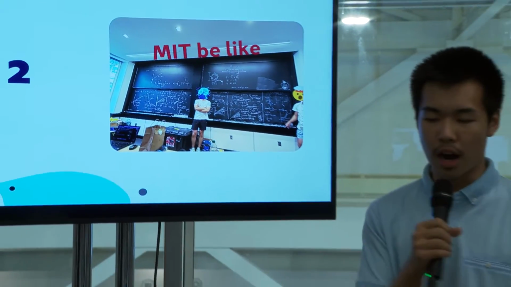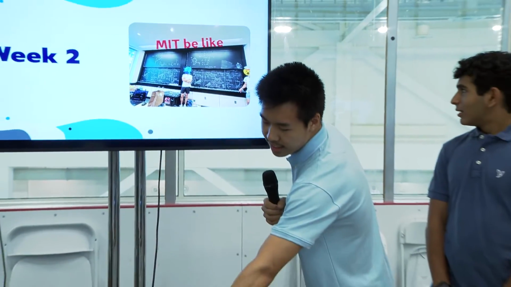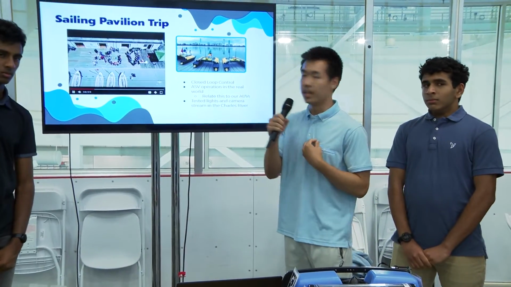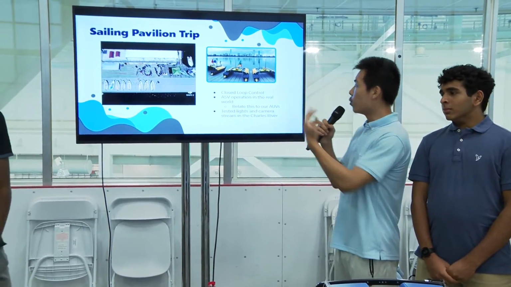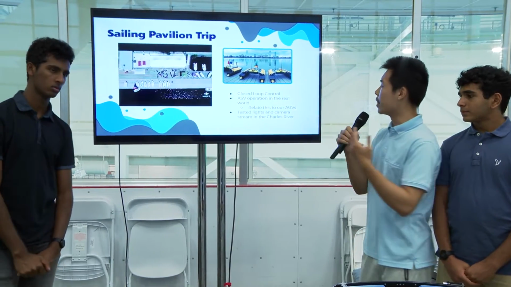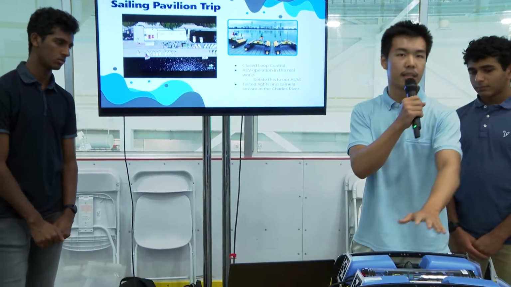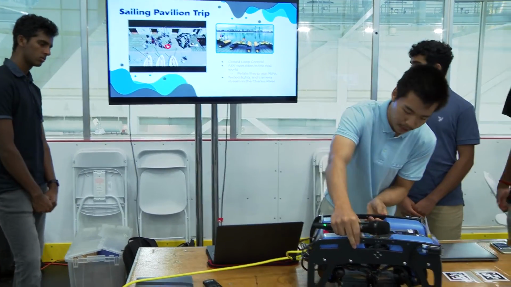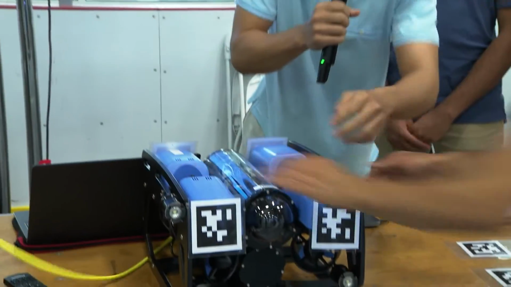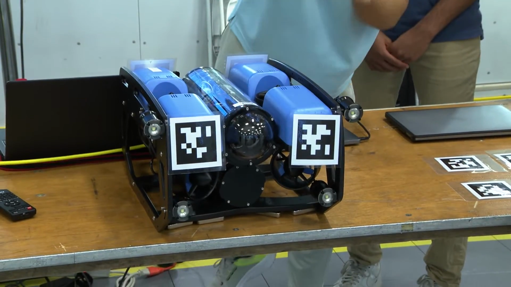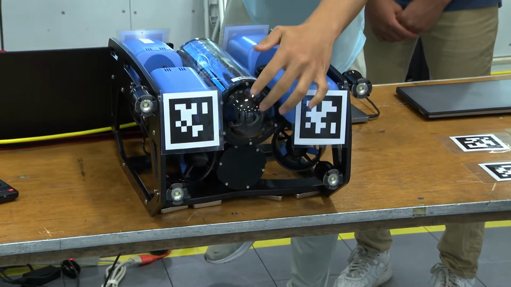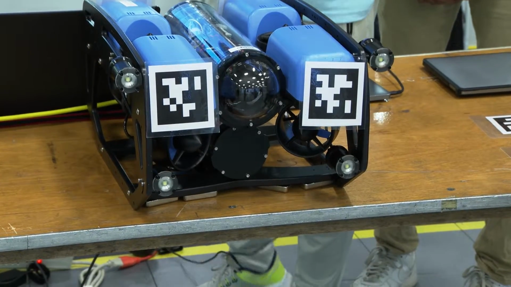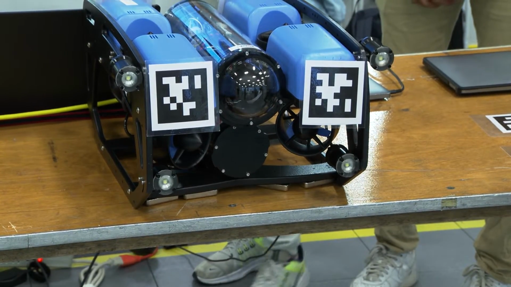And that is our second week. During our second week, we went on the MIT Sailing Pavilion trip, where we used closed loop control, and we also tested the lights and the camera in the Charles River. So as you can see, these 4 are the lights of the ROV, and the camera is right in front of the ROV. We basically just tested those in the Charles River.